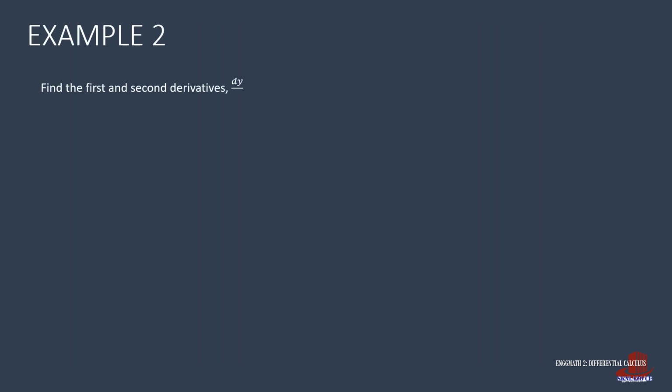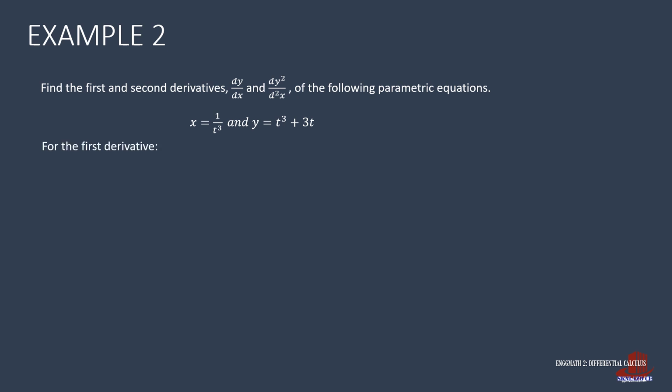We are to look for y prime and y double prime for the parametric equations where x is equal to 1 over t cubed and y is t cubed plus 3t. Determine the derivatives of both functions separately. Starting with x as 1 over t cubed, take its derivative with respect to t. Instead of using quotient rule, we can place the denominator on top and use power rule to find its derivative.